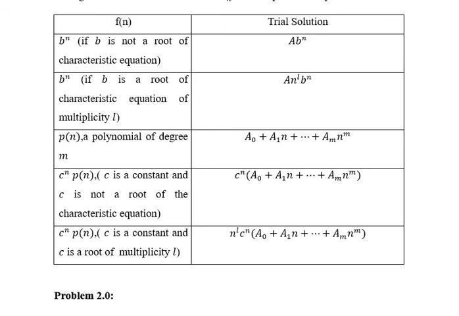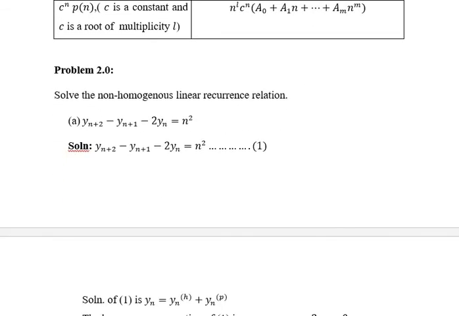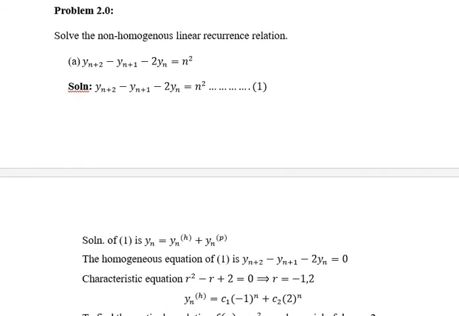Now let's see some problems. Your first problem is solve the non-homogeneous recurrence relation, that is y_(n+2) minus y_(n+1) minus 2 y_n is equal to n square, that is, your f(n) is a polynomial of degree 2. So your solution will be y_n is equal to y_n^h plus y_n^p. You have to find what is y_n^h and y_n^p.